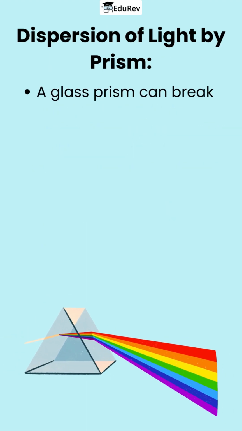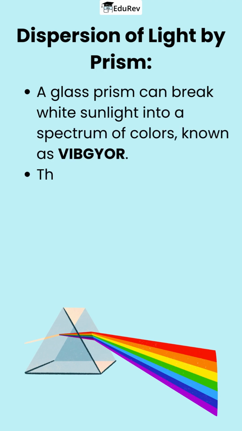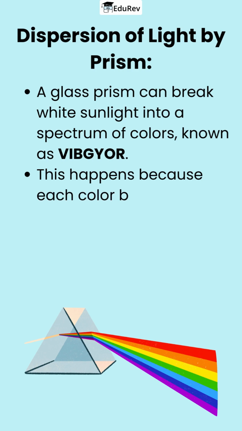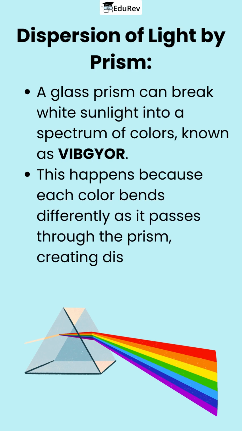Dispersion of light by prism. A glass prism can break white sunlight into a spectrum of colors, known as VIBGYOR. This happens because each color bends differently as it passes through the prism, creating distinct paths for each.